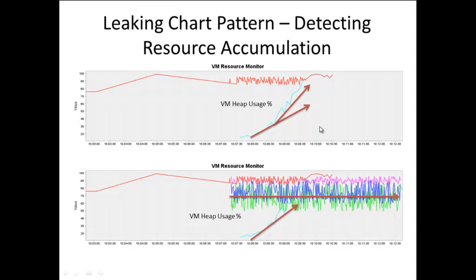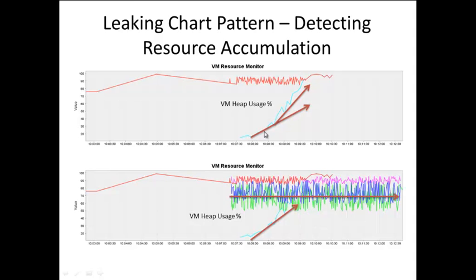So let's examine some of the chart patterns. If you look at the chart pattern at the bottom, you see that we're monitoring, for example, the heap utilization of several JVMs, and as you can see, green, blue, and red are indicating their behavior in the heap utilization. So you find that the memory goes up and down, and the question is, does this pattern exhibit a leaky behavior or not?